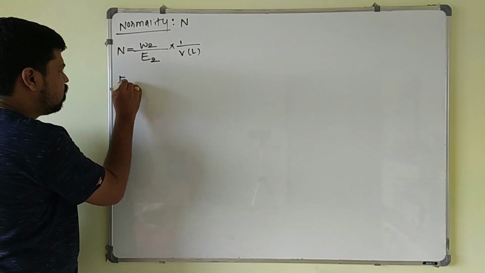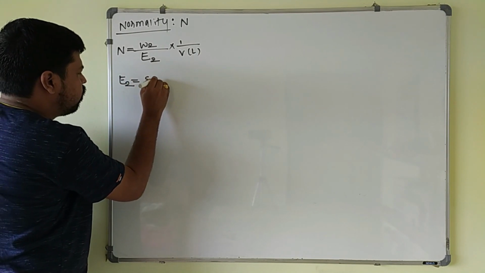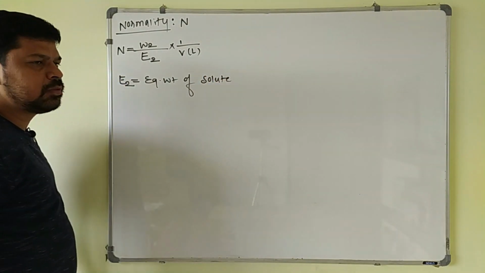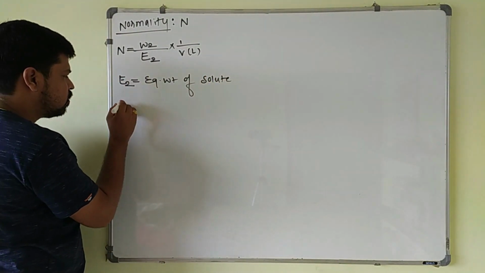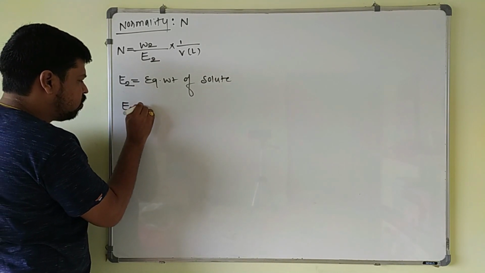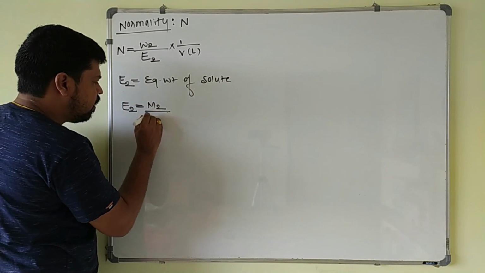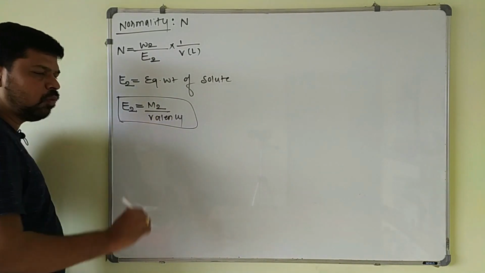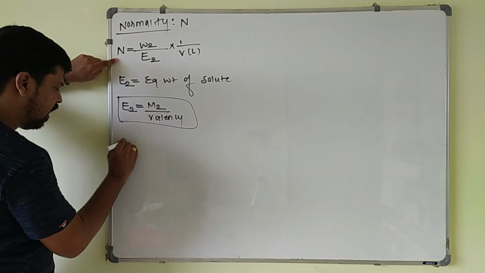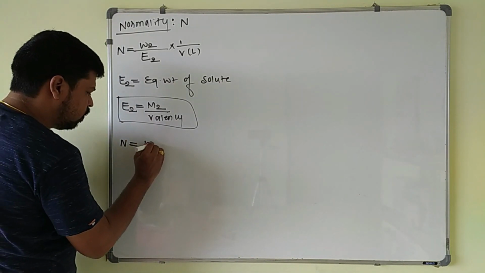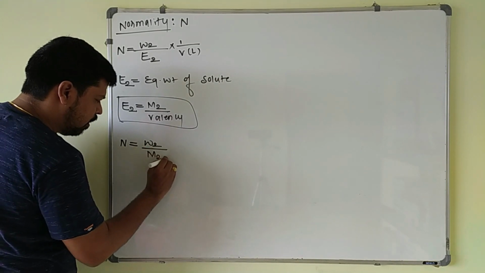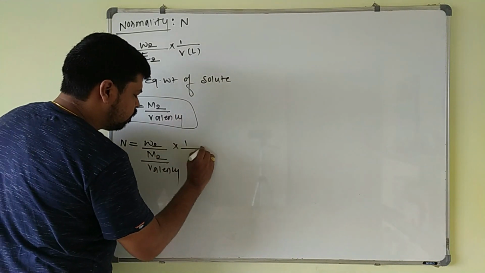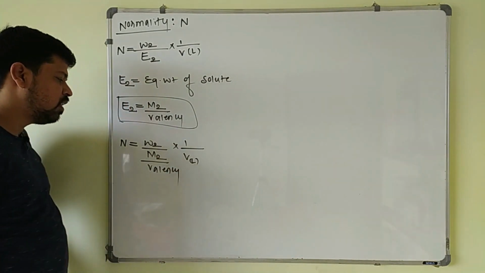Here E2 is the equivalent weight of solute. Always keep in mind 2 corresponds to the solute in these formulas. So what is the equivalent weight formula here? E2 is equal to molar mass divided by valency. The molar mass of the solute divided by valency is the equivalent weight. So for normality, I can write normality is equal to W2 divided by M2 by valency, this is the equivalent weight, into 1 by volume in terms of liter.